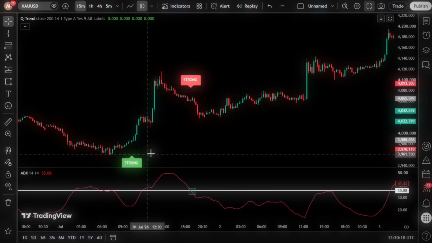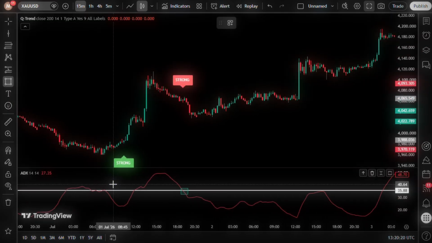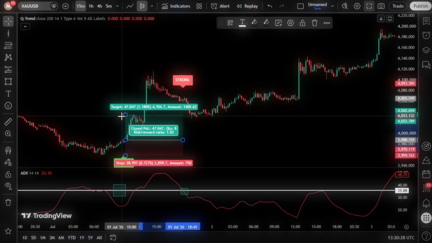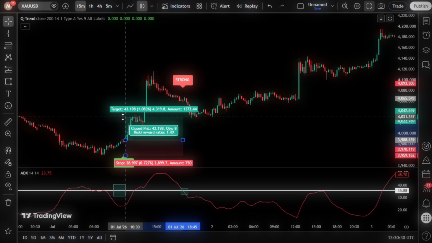Now here again, a strong green signal is printed. The ADX is below 35, so we take a buy trade with our 1 to 1.5 risk reward, and our take profit hits again. Now this one is interesting.